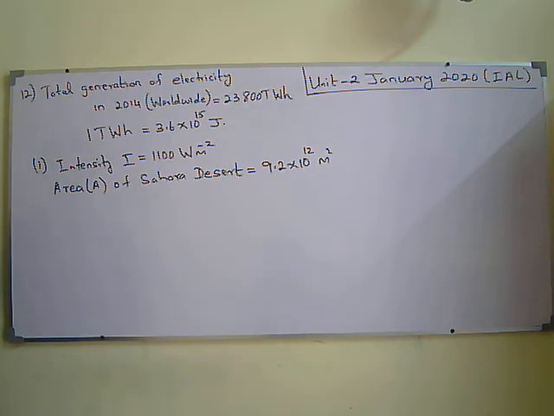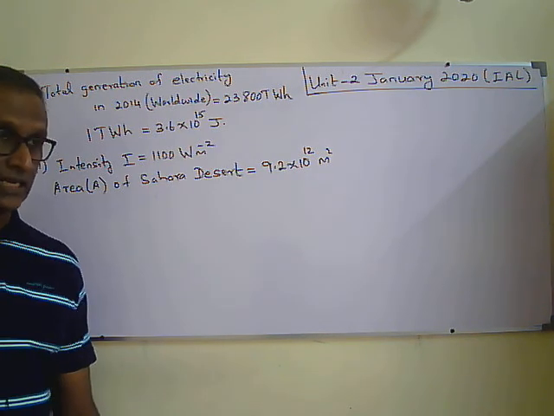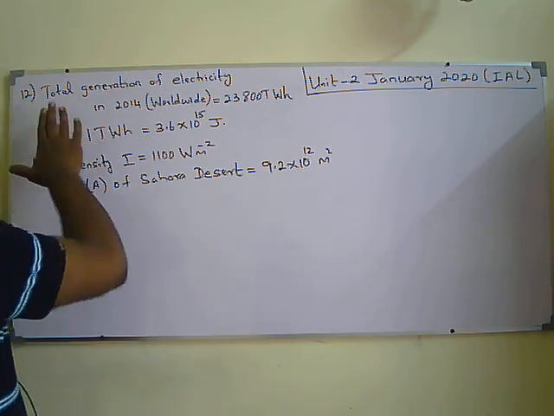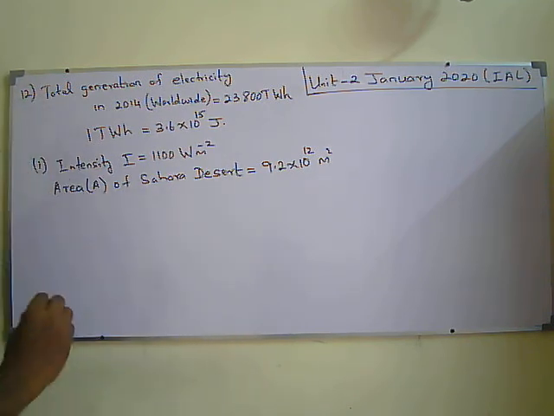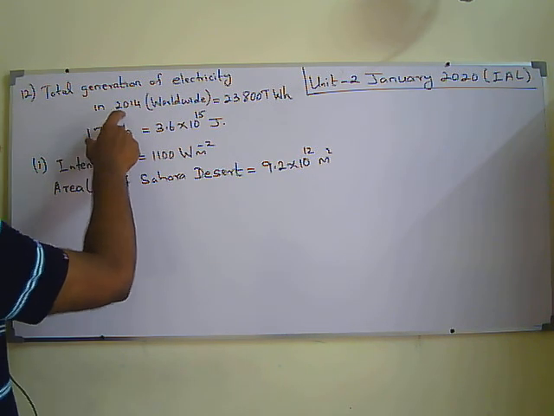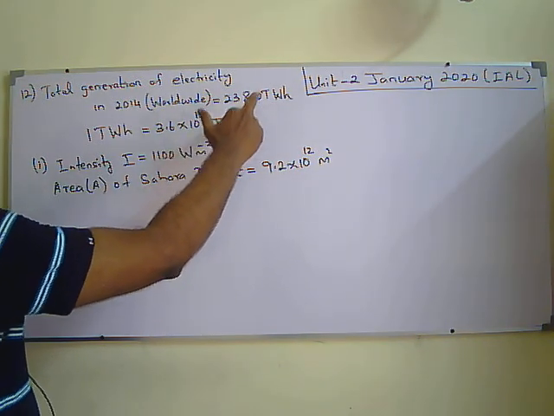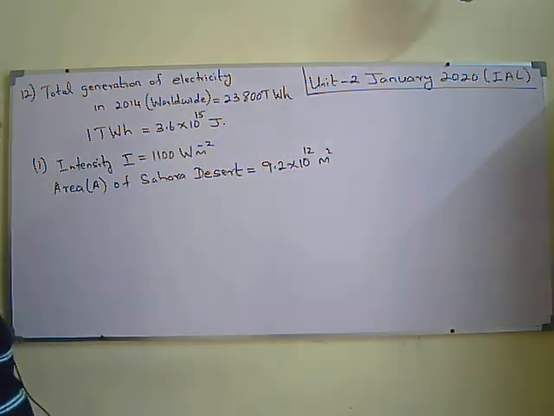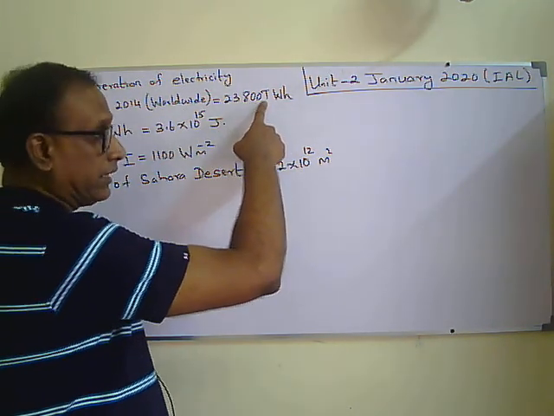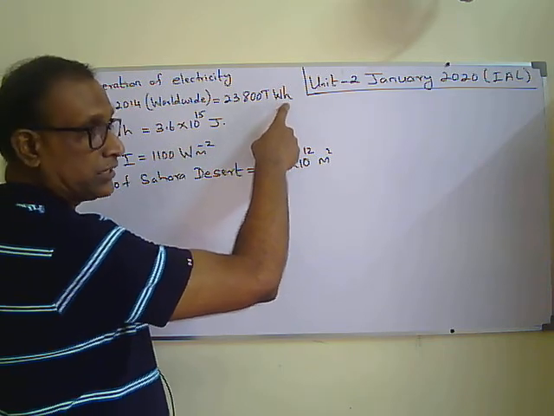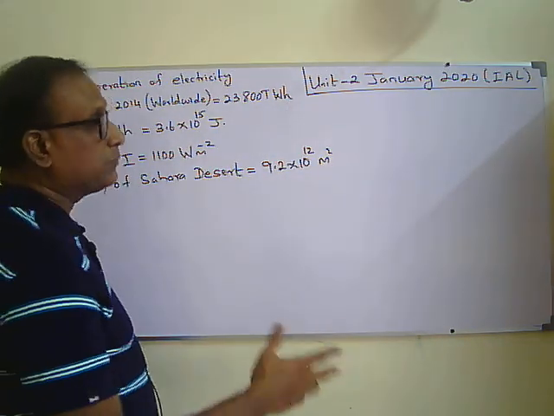Okay, question 12 is about intensity, but it's slightly different in the way they're asking. The data given says that the total generation of electricity in 2014 worldwide is 23,800 terawatt hours. Tera means 10 to the power 12. Watt hour: W is the unit of power, h is the unit of time, but it's not a base unit, but hour.